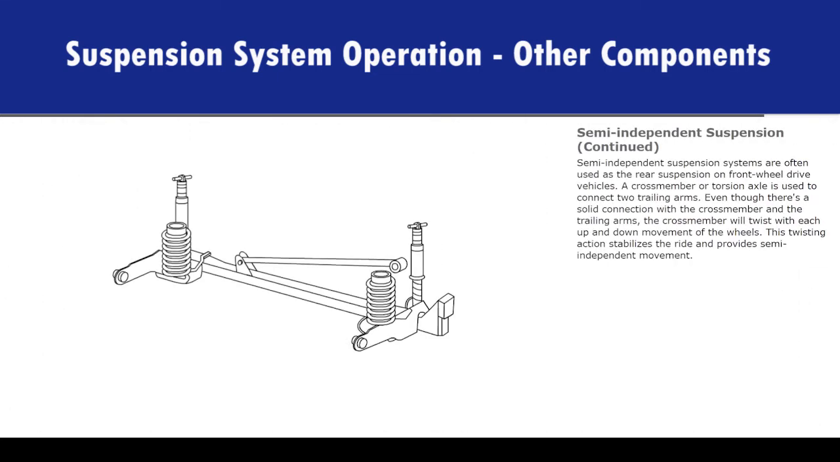Semi-independent suspension systems are often used as the rear suspension on front-wheel drive vehicles. A cross-member or torsion axle is used to connect two trailing arms. Even though there's a solid connection with the cross-member and the trailing arms, the cross-member will twist with each up and down movement of the wheels. This twisting action stabilizes the ride and provides semi-independent movement.